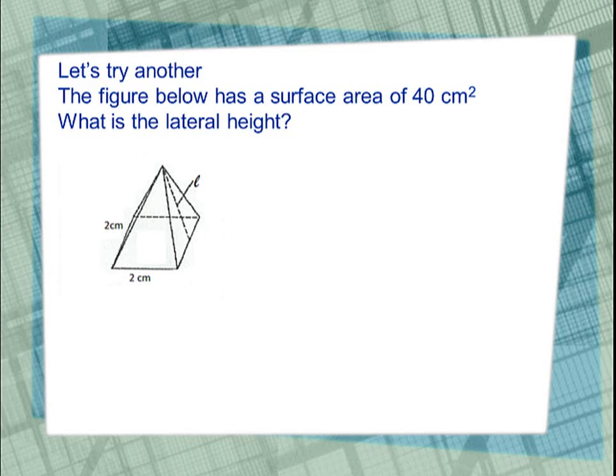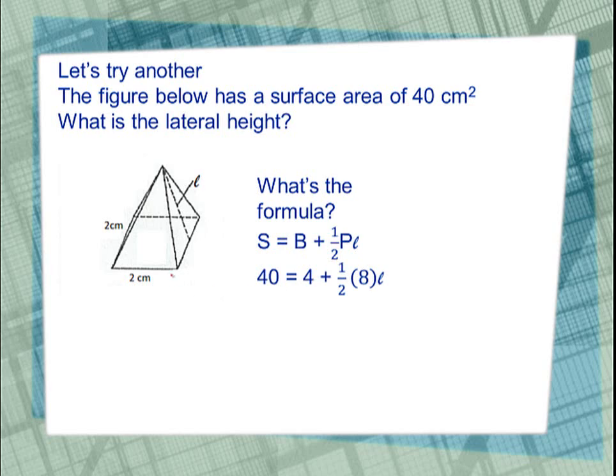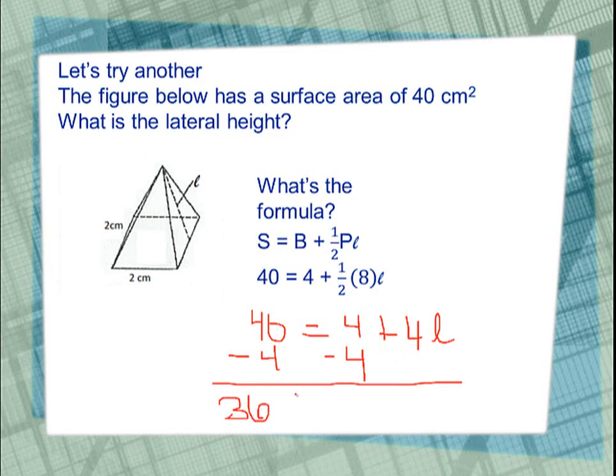Okay, so this is a pyramid and it's a square pyramid. My formula is area of the base plus 1/2 perimeter of the base times the L, or the slant height. My area of my base is 4, and the perimeter of my base would be 2 plus 2 plus 2 plus 2, which is 8. That all equals 40. Now I've got 40 equals 4 plus, what's 1/2 of 8? 4L. Okay, so I'm going to subtract 4. 36 equals 4L. And I divide both sides by 4. So my slant height is going to be 9 centimeters.